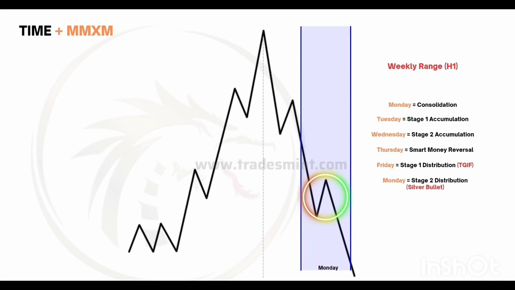On Monday, in this case, we do not see the consolidation, but instead we see a retracement back into the expansion leg after the first stage of distribution, and our second stage of distribution takes place, which is also our silver bullet. So when we can understand where we are within price delivery, it will help us to identify when we want to be in a trade and when we don't. Just because it's a Monday doesn't necessarily mean that it's going to be a consolidation day.